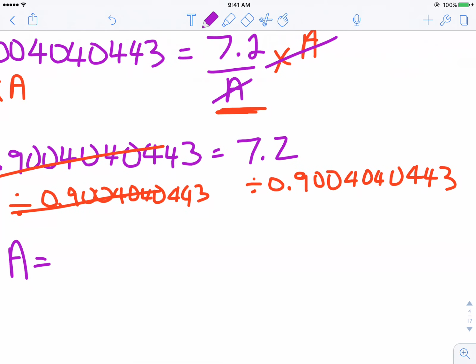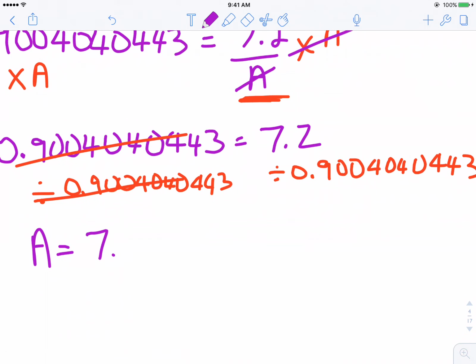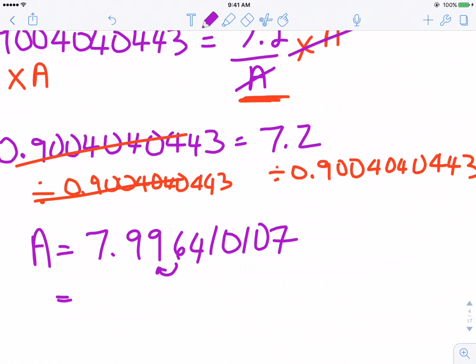And then 7.2 divided by that gives me 7.9964101007. Or rounded to the proper places, because the question doesn't tell us, I'm going to make sure this 6 makes this 9 a 10, and that 9 makes that a 10. So it's going to be 8.00, and my units, centimeters.